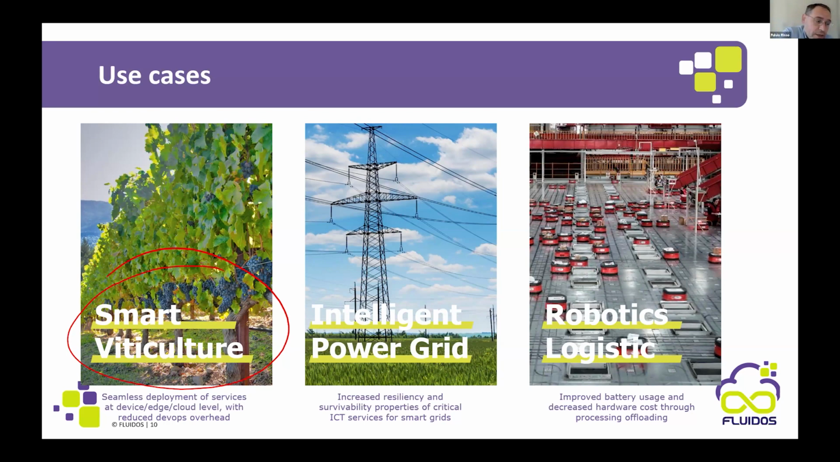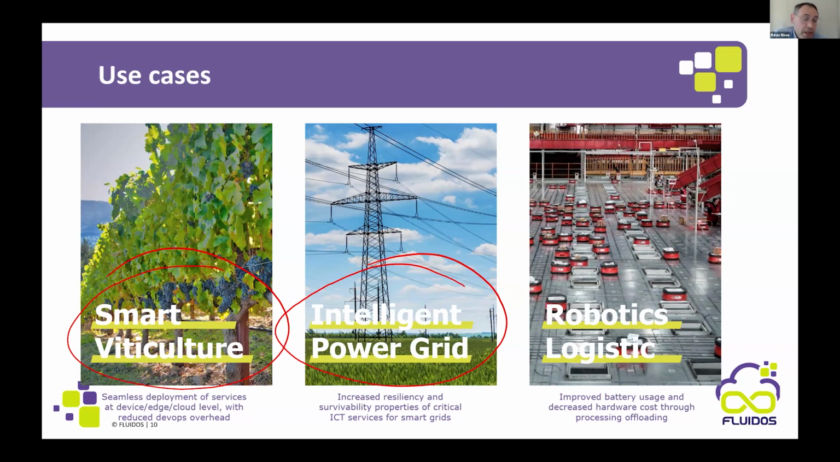The second partner is investigating the intelligent power grid. The power grid is very important right now in order to guarantee survivability, resiliency, and so on. But probably you don't know that in order to guarantee these kinds of properties, you really need a lot of intelligence behind it, which means in the end computing. And what happens if the computing part has a fault?